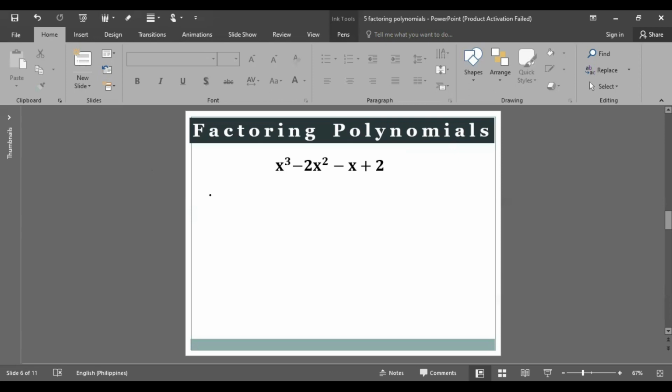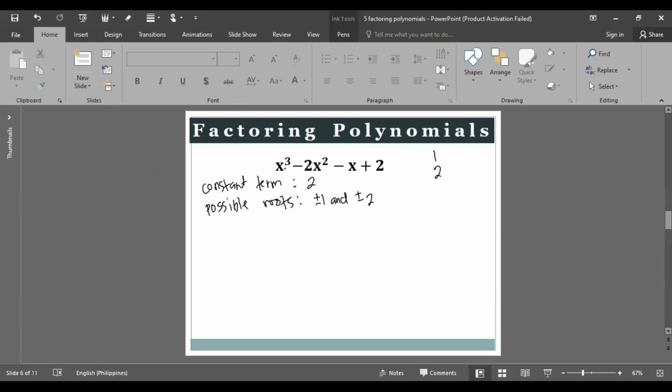So let us try to get the factors of this given polynomial expression. Consider the constant term. The constant term here is 2. What are the factors of 2? The factors are 1 and 2. But again, consider both the positive and negative integers or numbers. So we have positive negative 1 and positive negative 2 as possible roots.